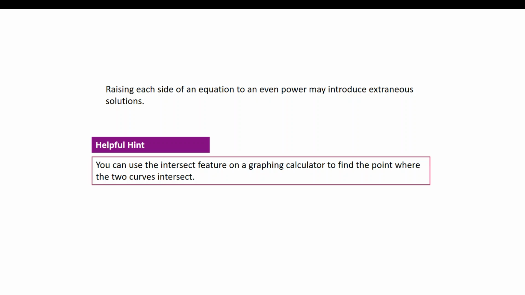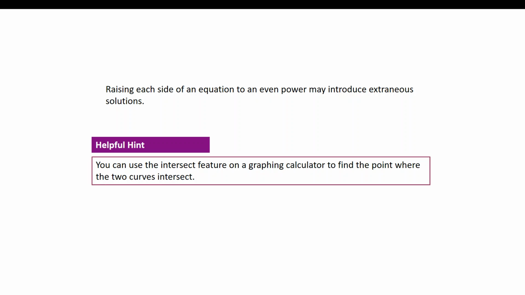All right, raising each side of an equation to an even power may introduce extraneous solutions. So just like before, when we raise things to an even power, you could get some answers that aren't actually true. So you can use the intersect feature on a graphing calculator to find the point where the 2 curves intersect.